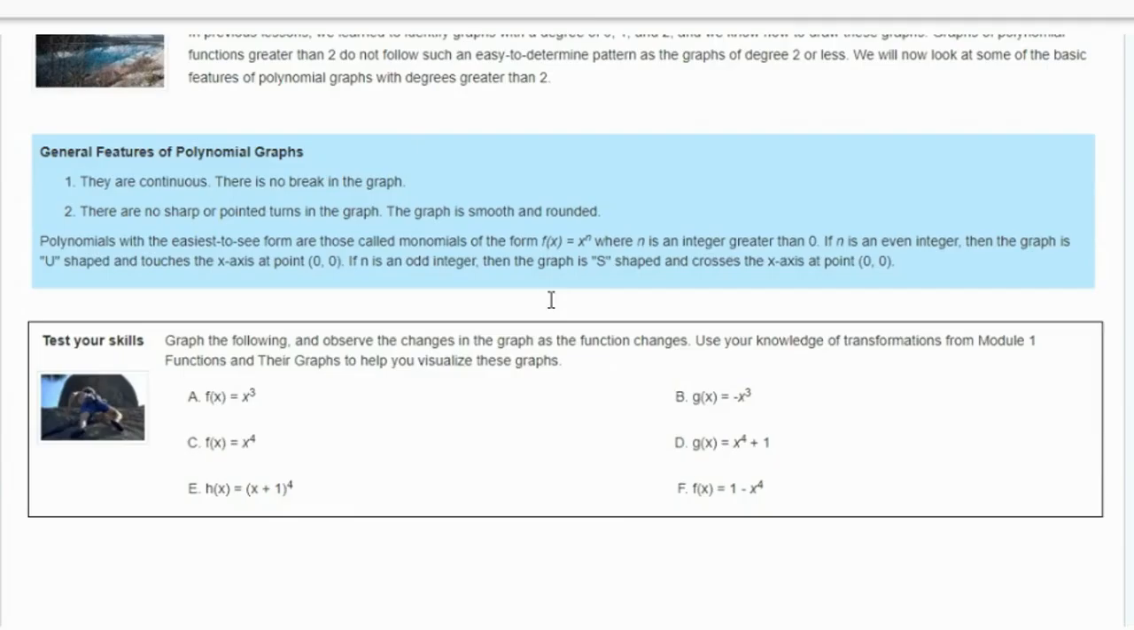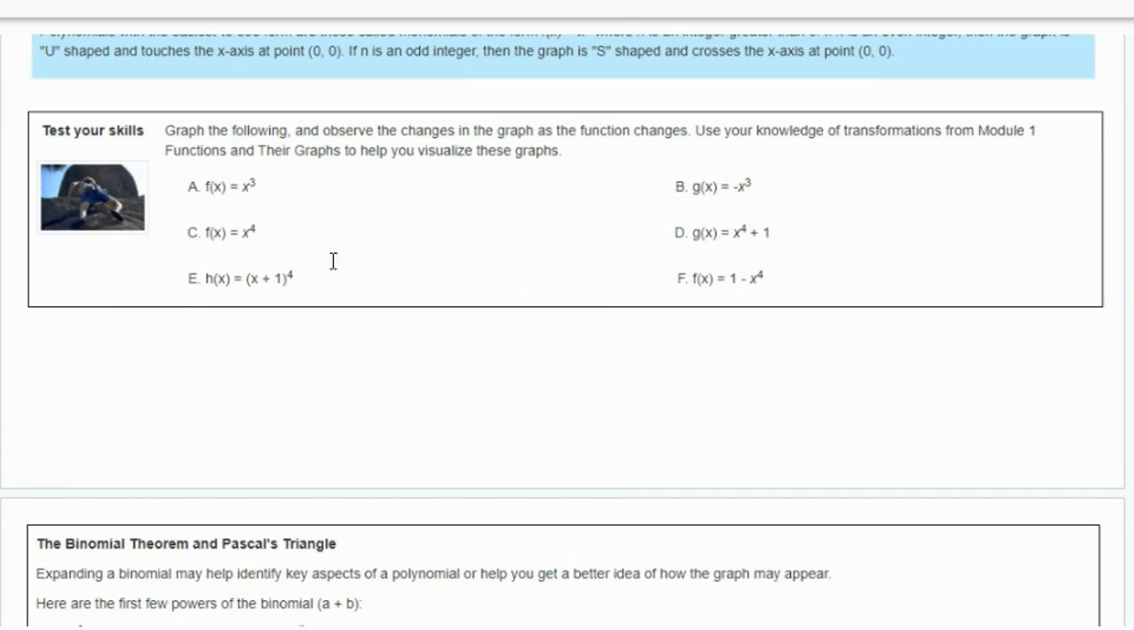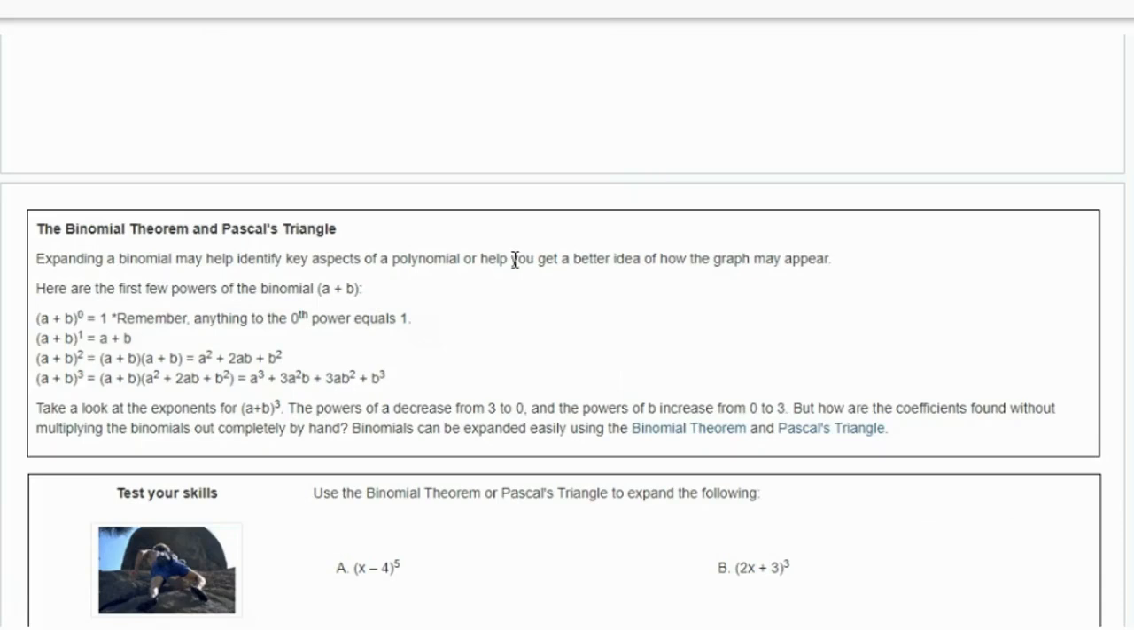Okay, so we're going to go back and see what we did not finish last week with polynomial functions. We looked at general features of graphs. We looked at what happens if it's a negative exponent, or if it's x to the third or x to the fourth, if it's an odd or an even exponent. We kind of looked at the binomial theorem and Pascal's triangle. We looked more at Pascal's triangle than we did the binomial theorem. I want to go through the binomial theorem a little bit to start us out today.